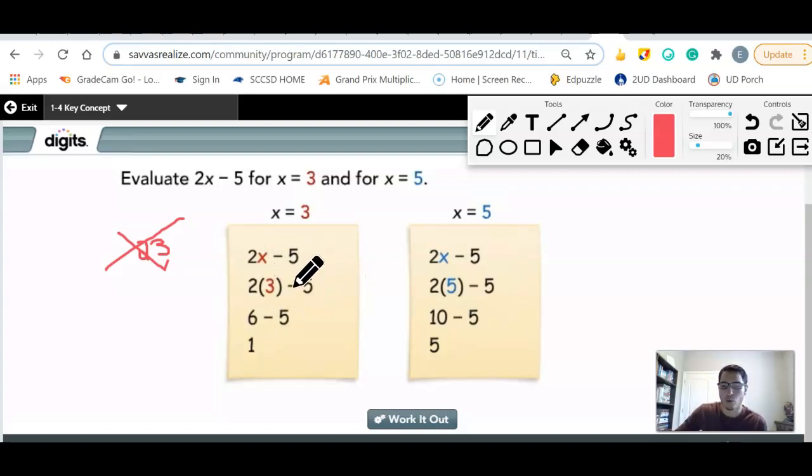Okay. And then order of operations, we're going to do multiplication first. So 2 times 3 is 6. 6 minus 5 is 1. So please make sure you have that work in your guided notes.